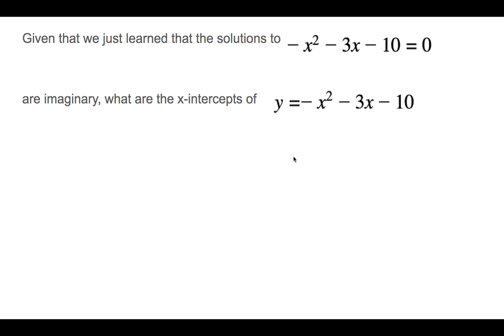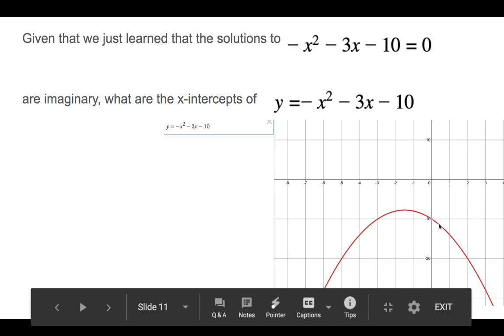So we just learned that the solutions to this one are imaginary. Then what are the x-intercepts? I'm going to take the same equation here. Instead of having it equal to 0, I'm going to set it equal to y. If I graph that, we learned that the x-intercepts of this equation should be the same as the solutions or the roots to this equation. So where are the x-intercepts? If the x-intercepts are imaginary, where does this graph cross the x-axis? And the answer is it doesn't.